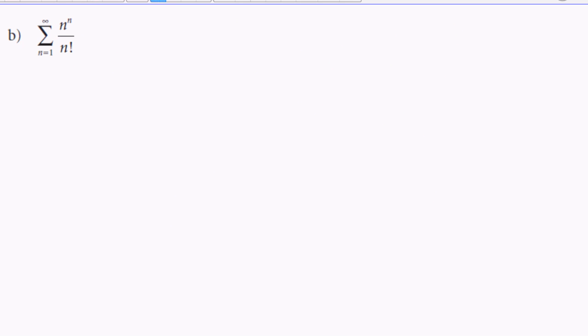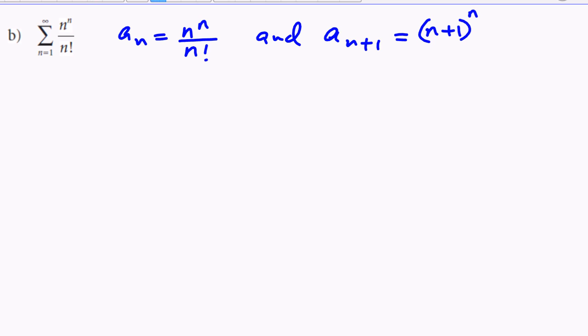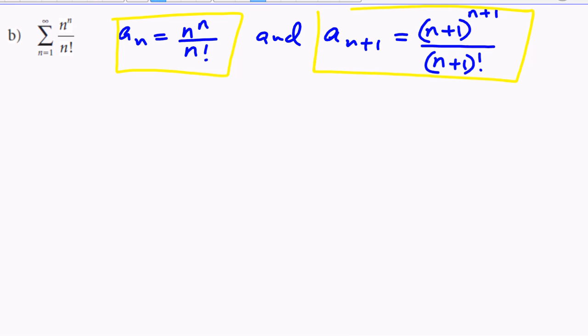Next question. Now again, we are required to determine the convergence or divergence of this series. Now, S sub n is n to power n over n factorial, and S sub n plus 1 will be equal to n plus 1 to power n plus 1 over n plus 1 factorial. So we're going to use these bits and the ratio test to find out what's going on.